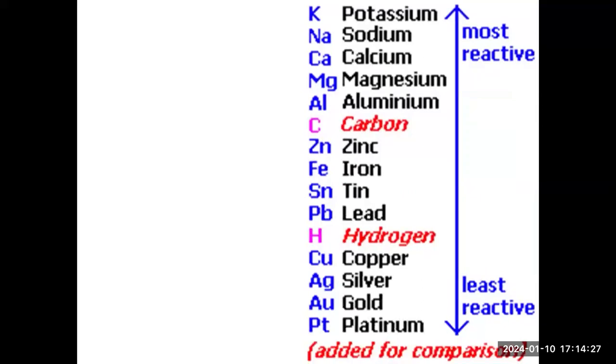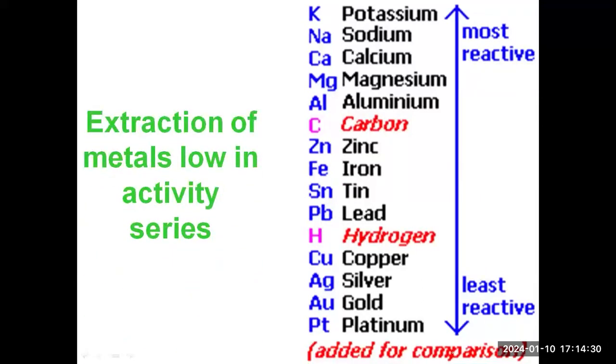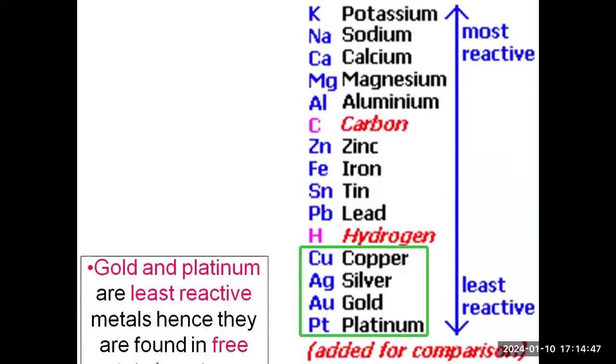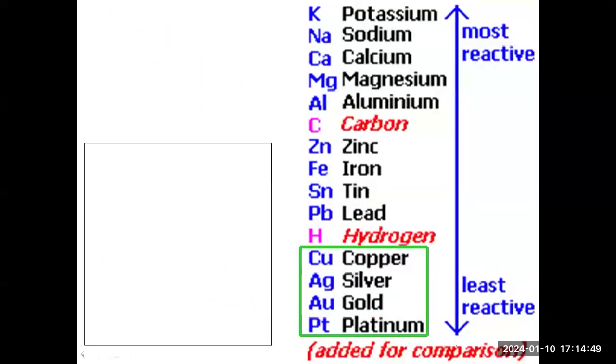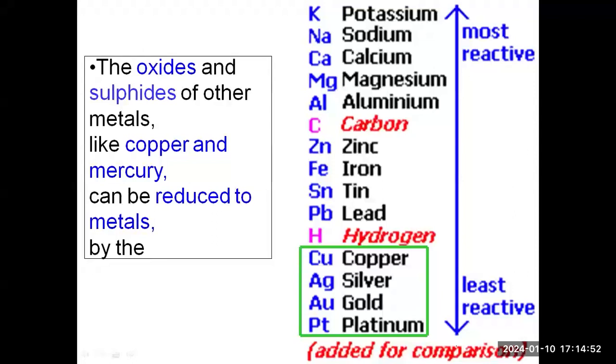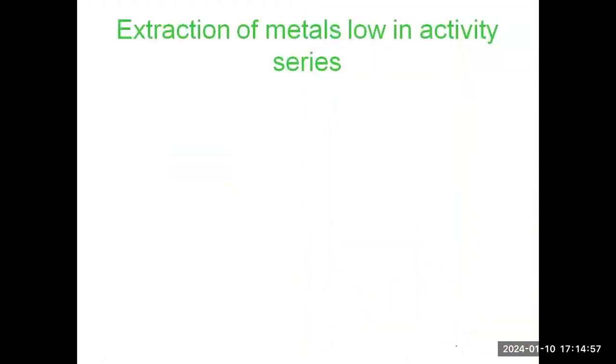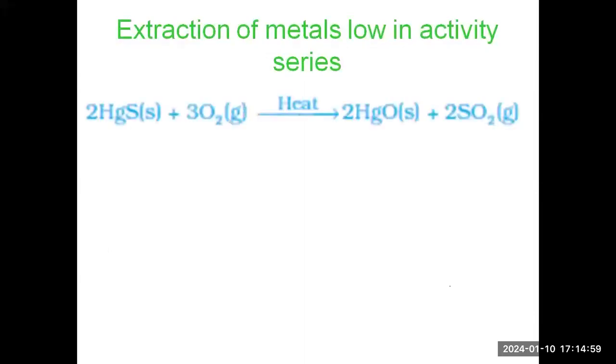Let us see. Now this is the reactivity series. The metals which are below hydrogen are least reactive: copper, silver, gold, platinum, mercury, and so on. These metals are least reactive, so simply heating them is enough to obtain them from the ore. Let us see the example. As I told you, they are available in oxide or sulfide form, so we simply heat them. Let us understand with the help of an equation. You can see here mercury sulfide.